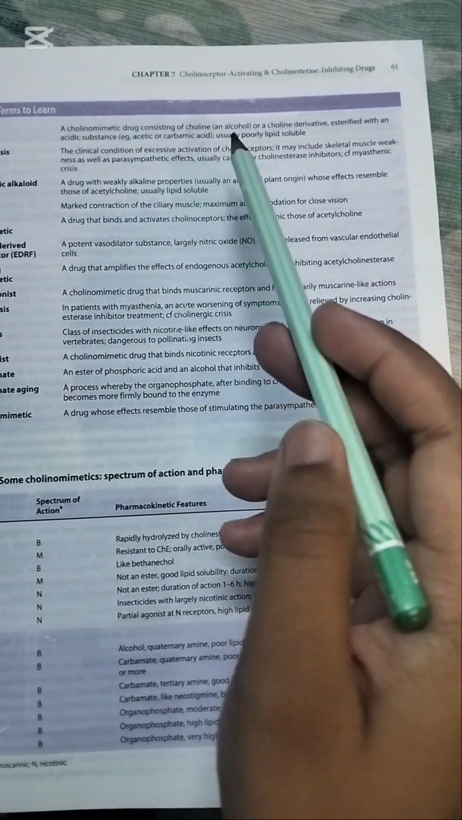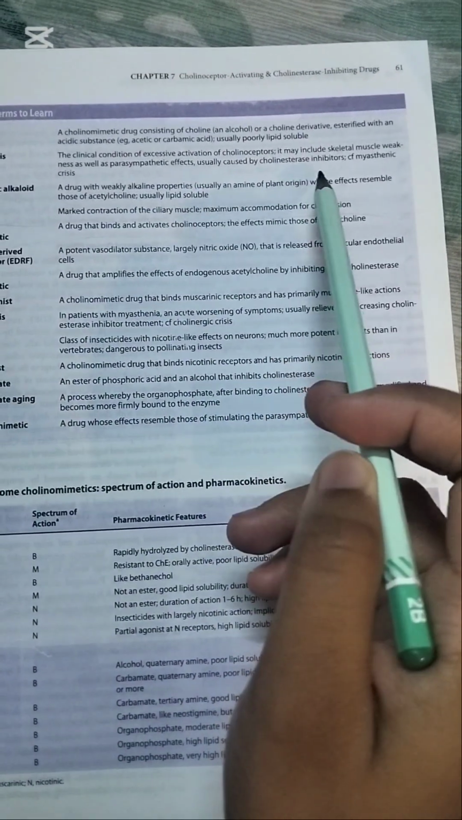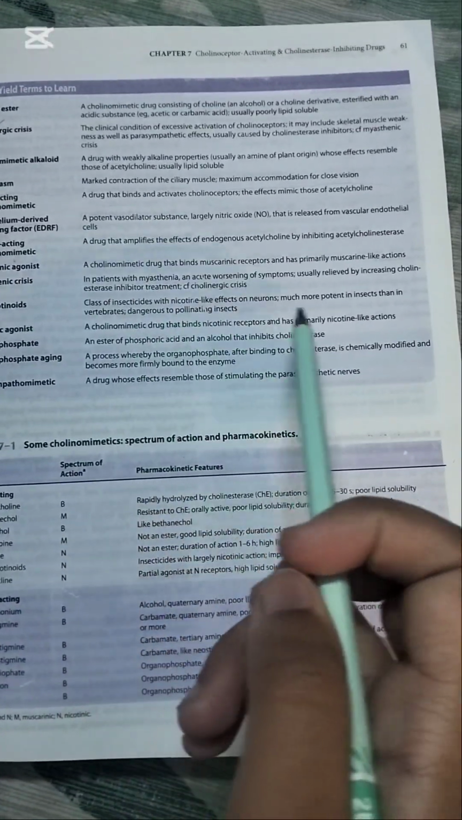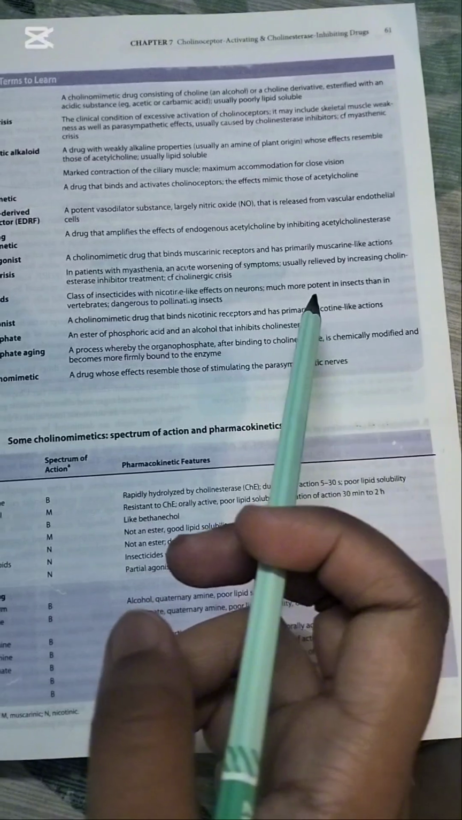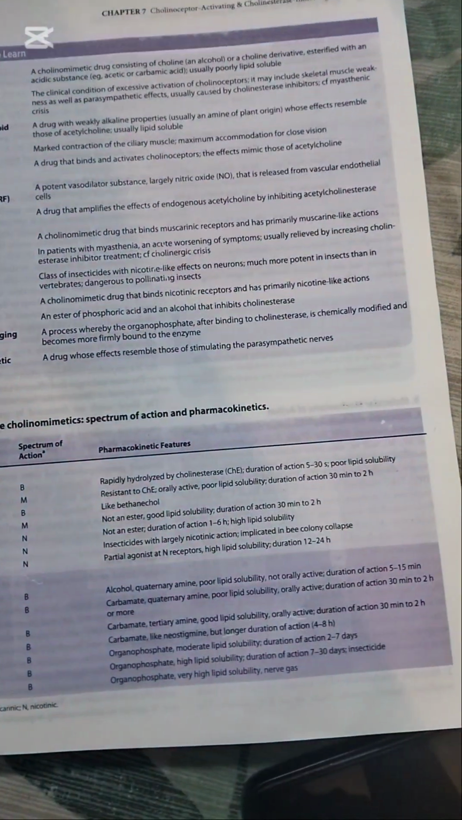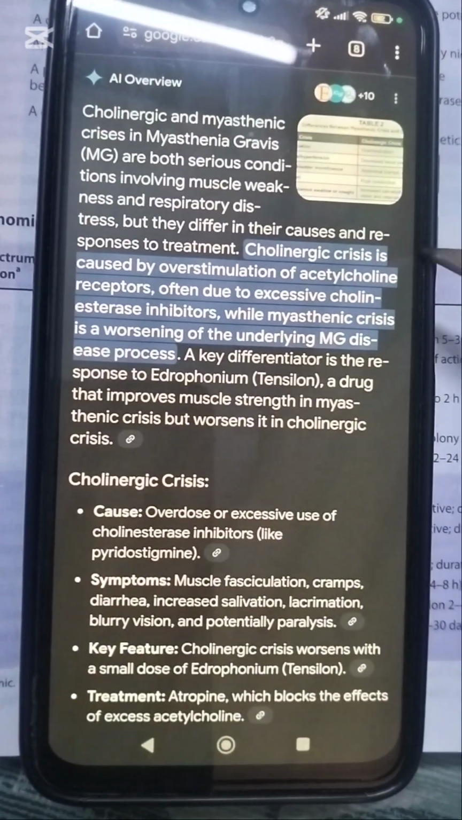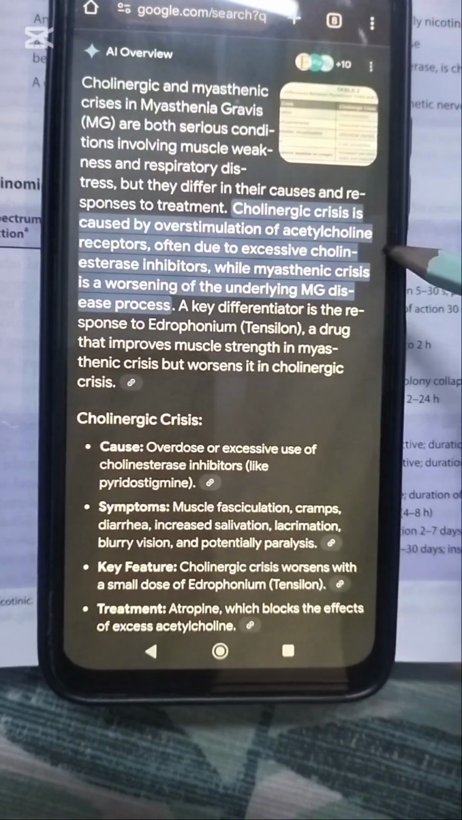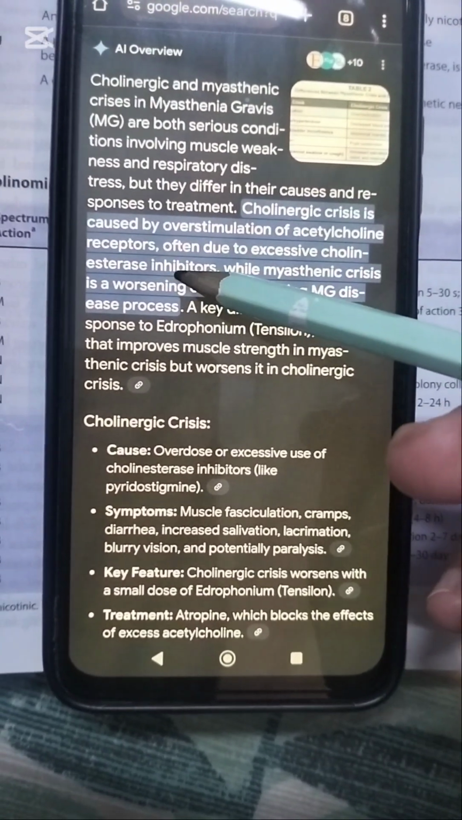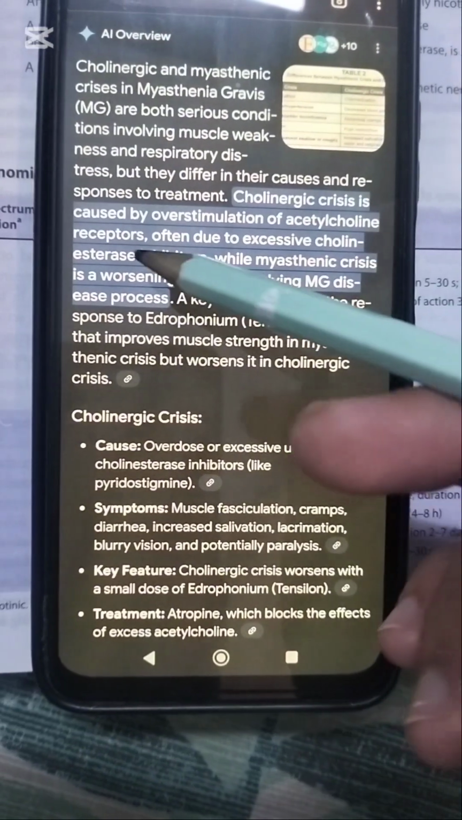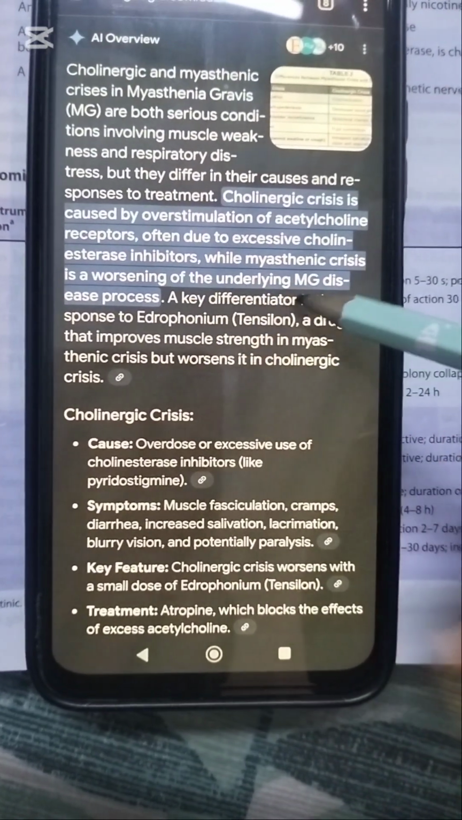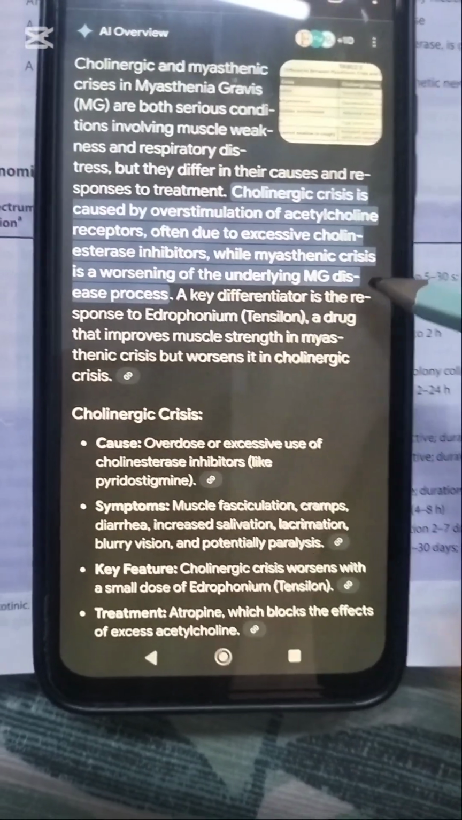This is due to the excessive activation of the cholinoreceptors, and it is caused by cholinesterase inhibitors. Symptoms are closely related to the symptoms of myasthenia gravis crisis. Now let's talk about myasthenic crisis. In patients with myasthenia, there is acute worsening of the symptoms, which are usually relieved by increasing the cholinesterase inhibitor treatment, unlike cholinergic crisis. How to differentiate between cholinergic crisis and myasthenic crisis? Cholinergic crisis is due to the overstimulation of the cholinergic receptors or due to excessive cholinesterase inhibitors, while myasthenic crisis is basically just worsening of the symptoms of myasthenia gravis.